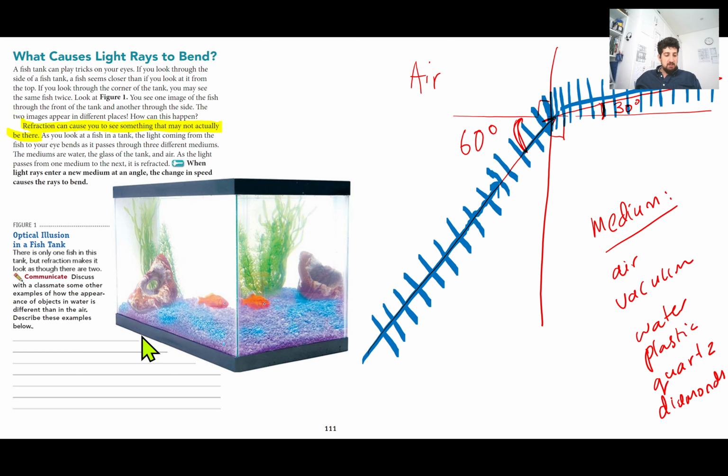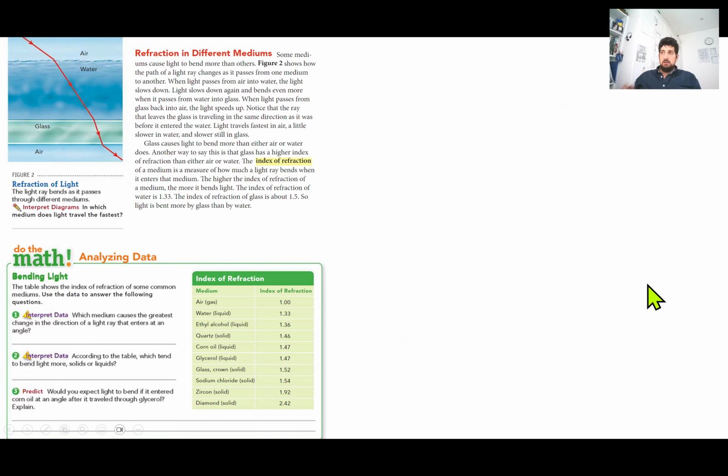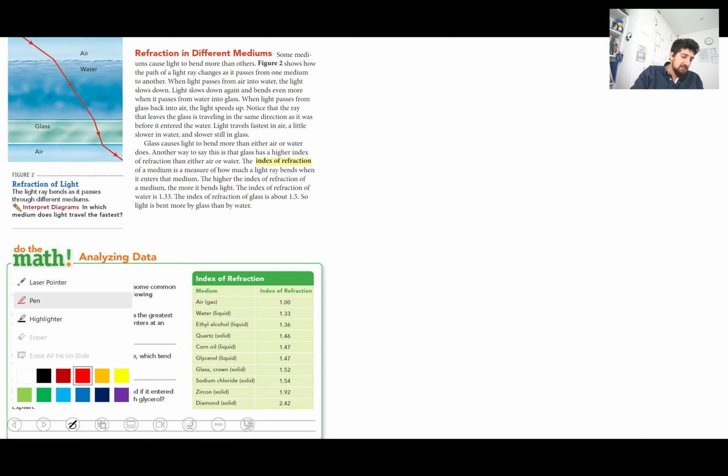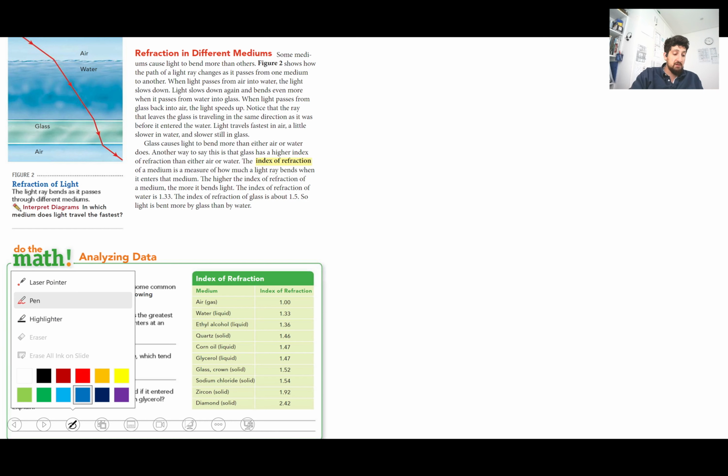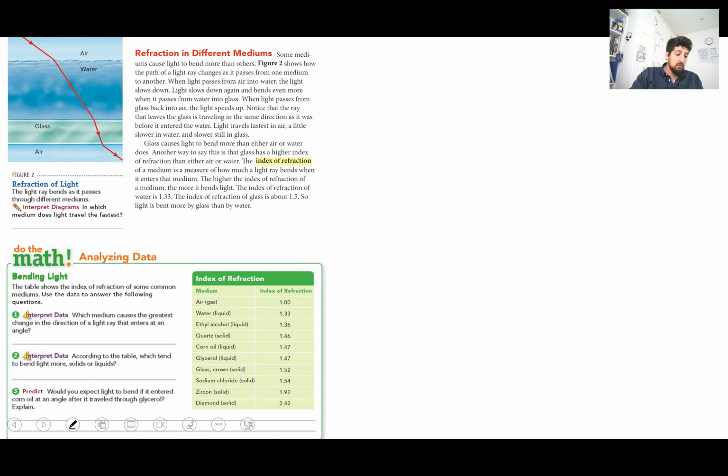Okay, let's have a look at the next page here. So the next page talks about refraction in different mediums, and we've sort of covered that already slightly. It's more or less the same concept, which is that light bends when it goes from one medium to another medium where it's going to experience a difference in speed. So some mediums cause light to bend more than others. Figure 2 shows how the path of a light ray changes as it passes from one medium to another.